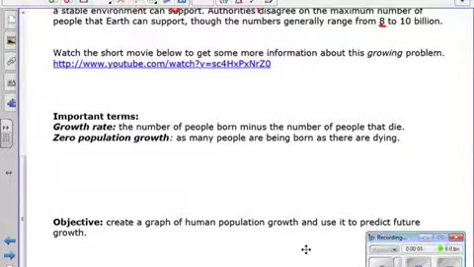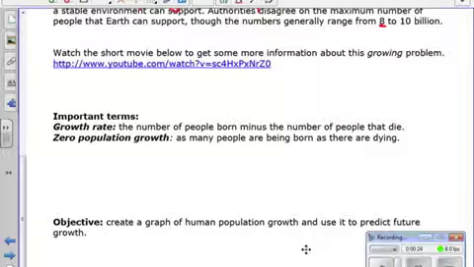Alright, so after watching that video, one thing that we have to concern ourselves with as a society, as a population of people, is living sustainably, which means living in a manner in which Earth can continue to support our population size without becoming exhausted. Alright, now that we've seen that, let's move on to this activity.